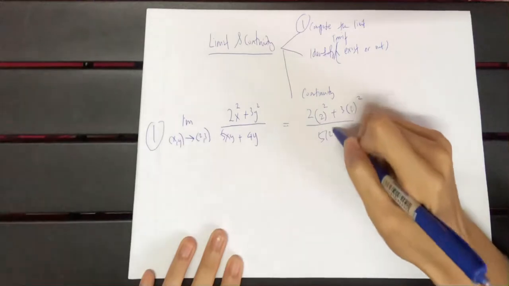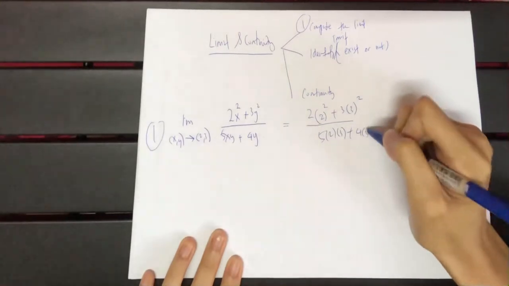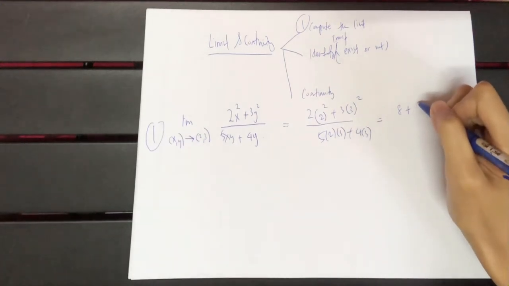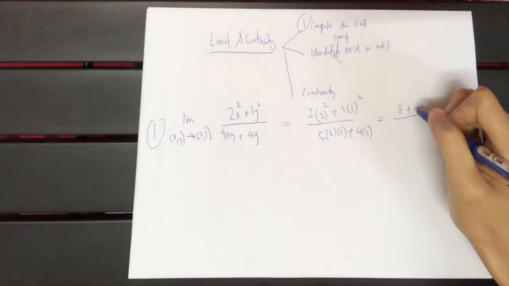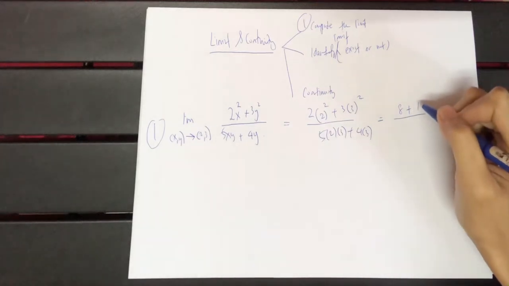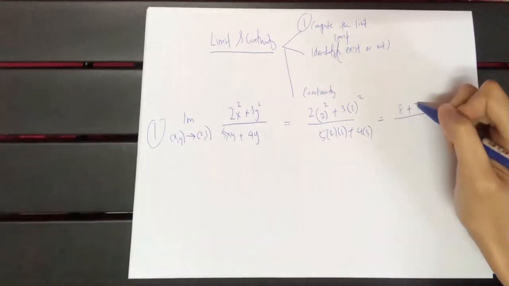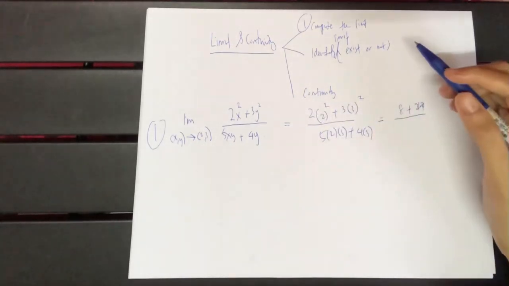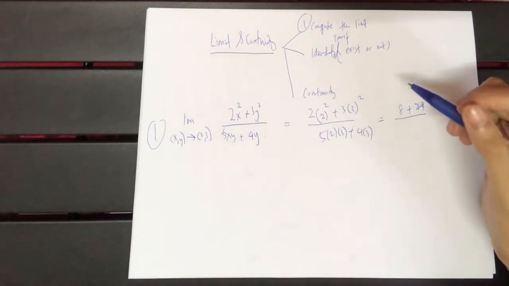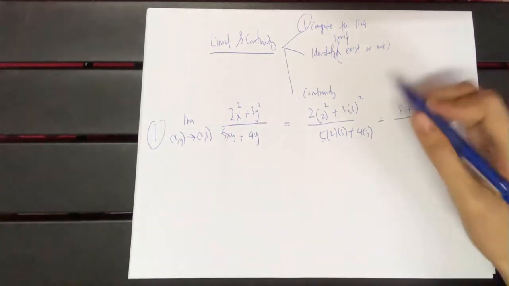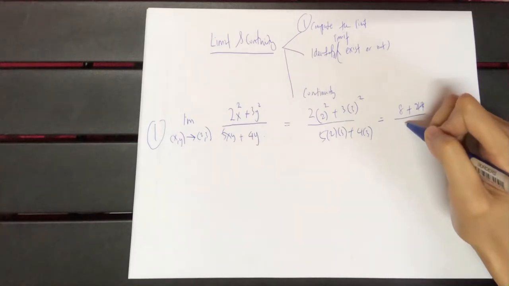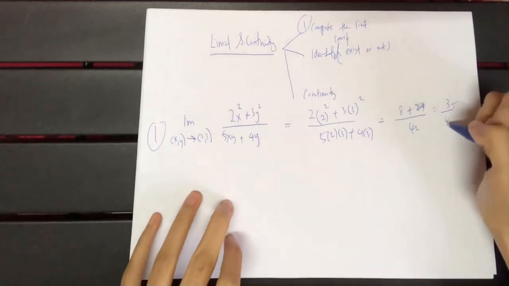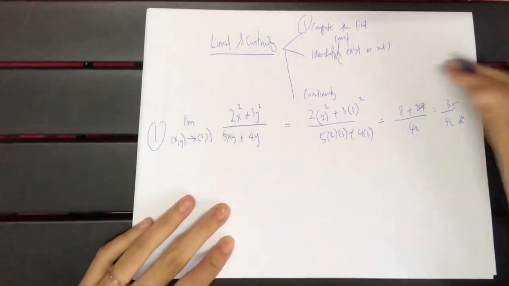So just calculate. 2 times 4 is 8, plus 3 times 9 is 27... 8 plus 27 is 35. Then 5 times 6 is 30, plus 12. So the answer will be 35 over 42. That's it. That one is for compute.